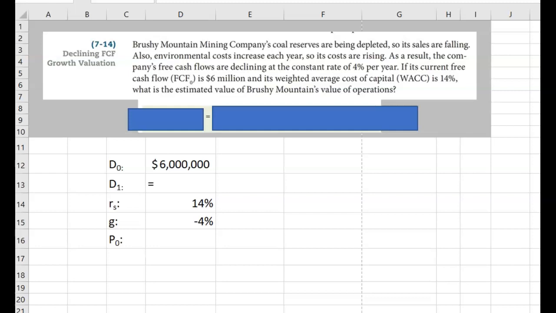If its current free cash flow is $6 million and its weighted average cost of capital, that's WACC, is 14%, what's the estimated value of Brushy Mountain's value of operations?